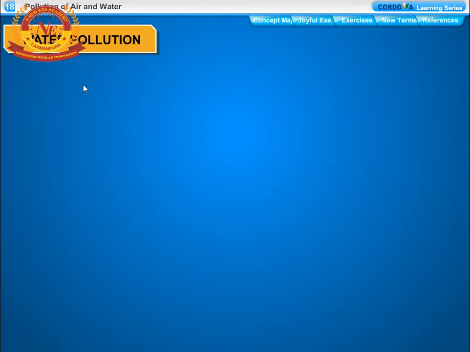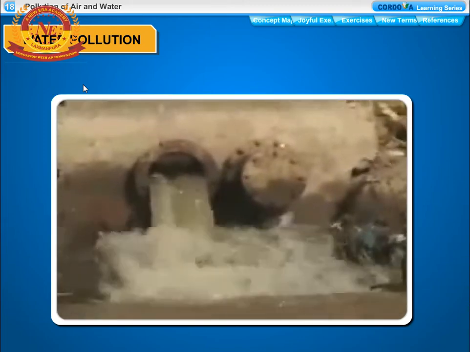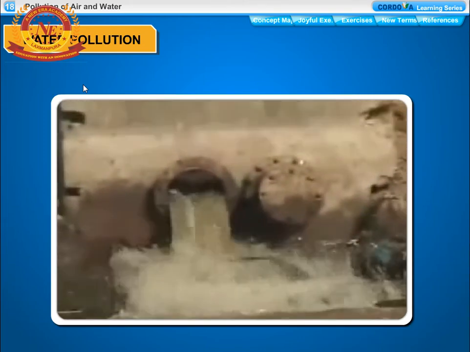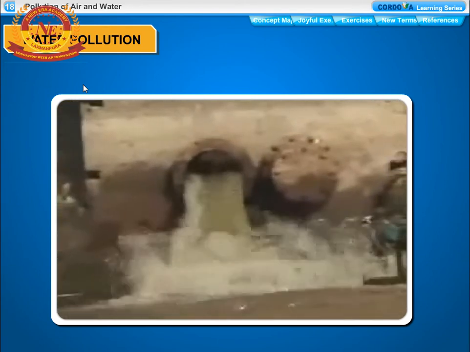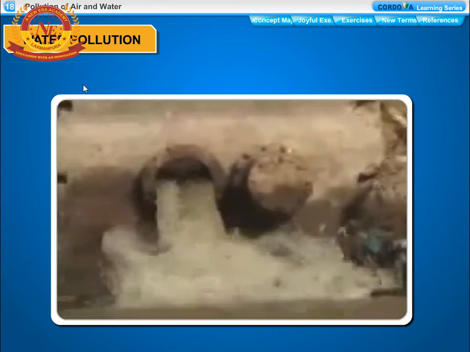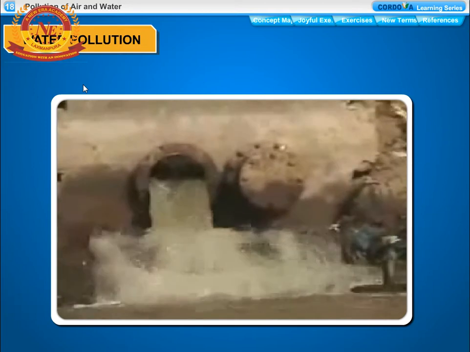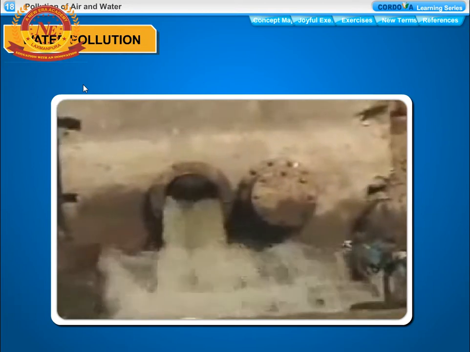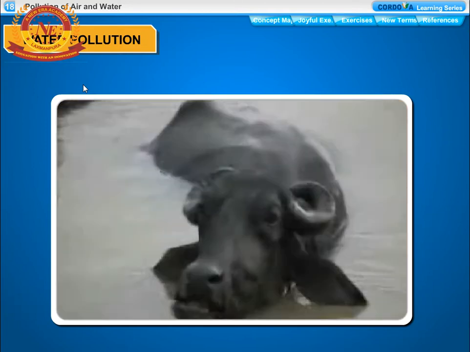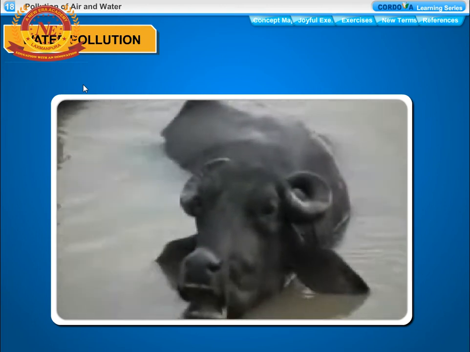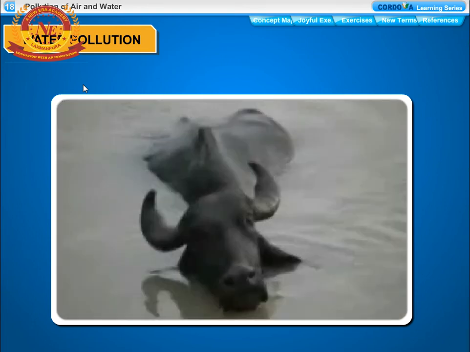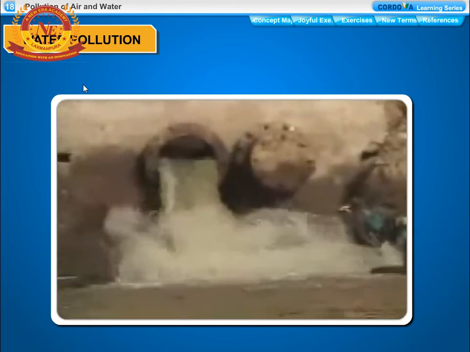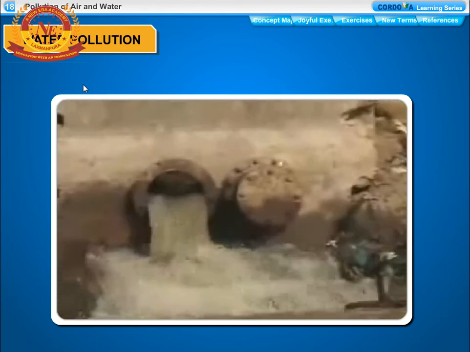Water pollution. The contamination of water with harmful unwanted substances like domestic sewage, toxic industrial wastes, chemicals like pesticides and fertilizers, etc., which cause harmful effects on both living organisms and non-living objects, is called water pollution. The harmful and unwanted substances which contaminate the water and cause water pollution are called water pollutants.